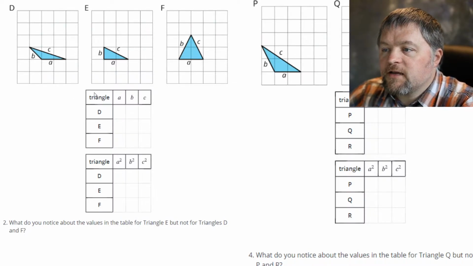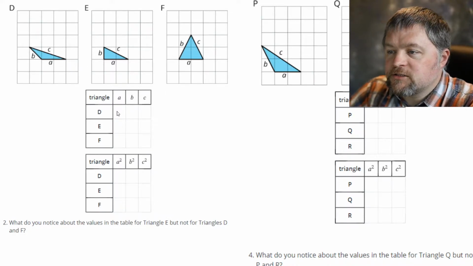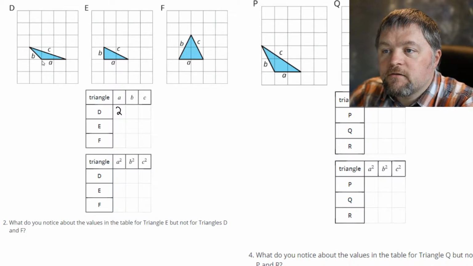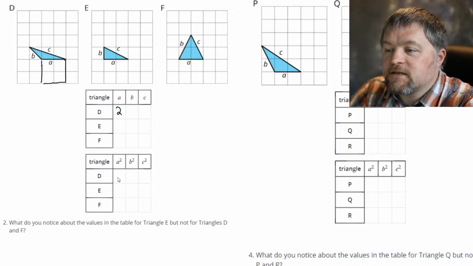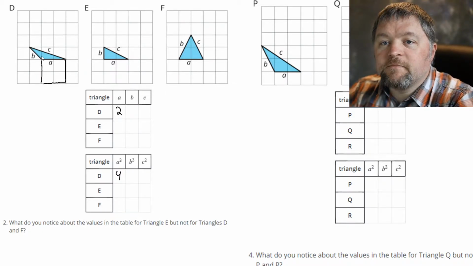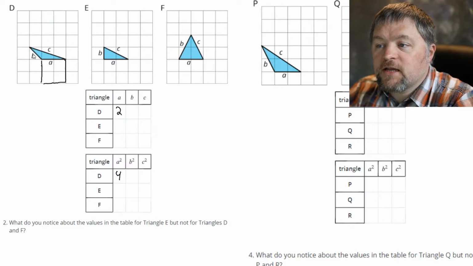So triangle D, side length A is just 2 units. The area A squared, if we were to draw the square off from side A, that has an area of 4 units. Side B is a little trickier. How long is side B?